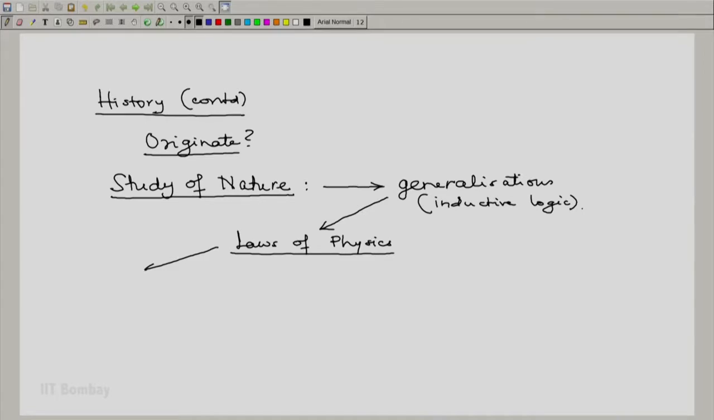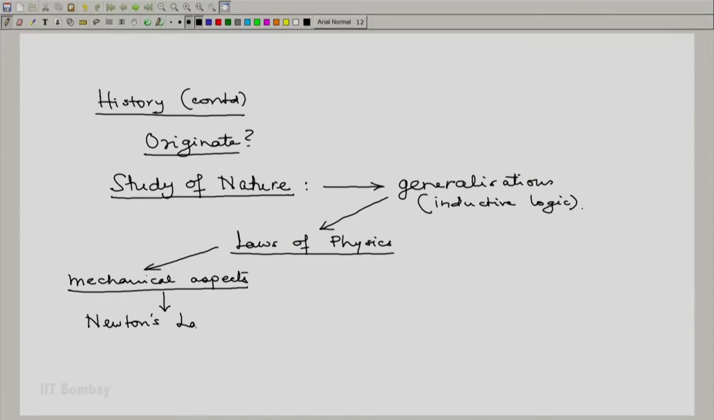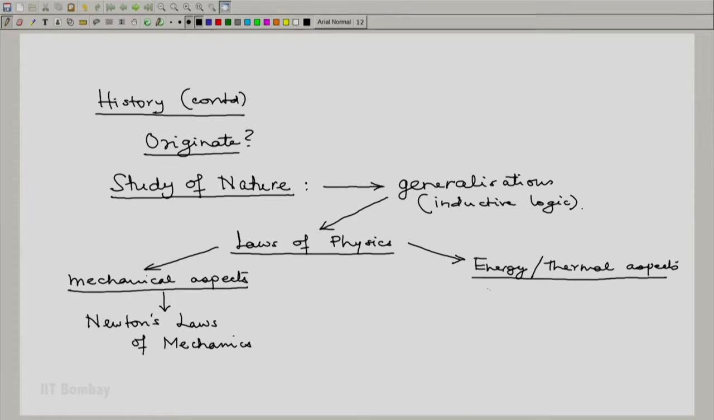Even in physics, if you look at, for example, mechanical aspects, movement of bodies, acceleration, deceleration, gravitation, you finally end up with Newton's laws of mechanics. Whereas if you look at thermal aspects, you end up with laws of thermodynamics.